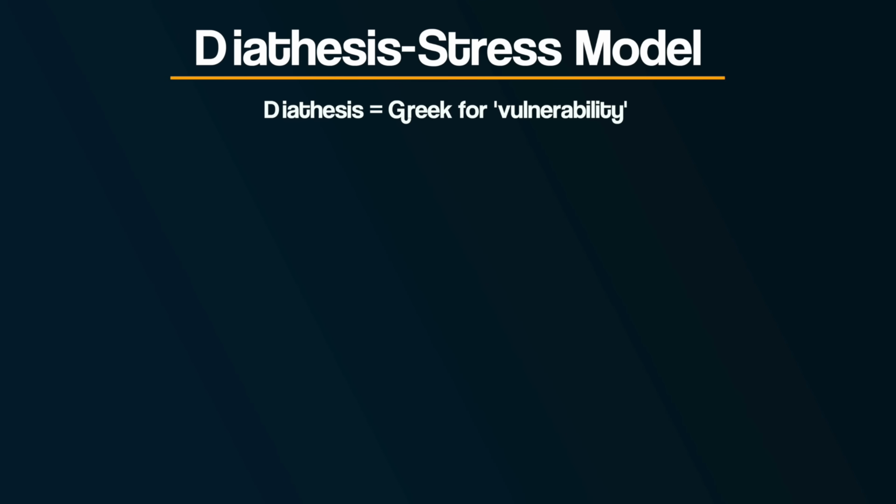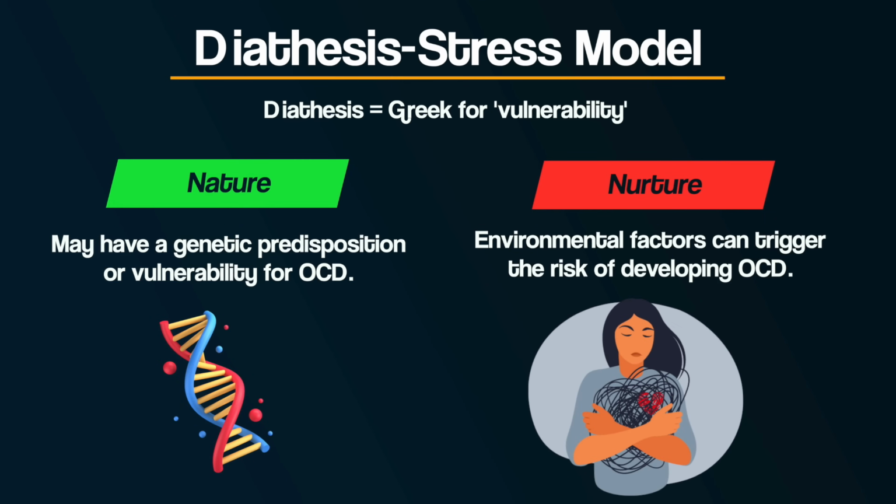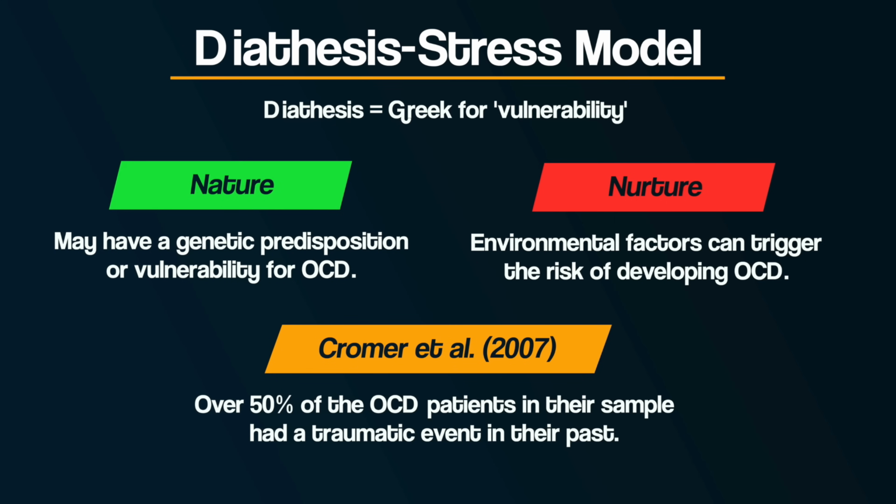However, the fact that the concordance rates in MZ twins are not 100% indicates that environmental factors are also at play. The diathesis stress model further supports this by proposing that genetic vulnerability alone is insufficient. A triggering event, such as a trauma, is necessary for the disorder to develop. Cromer et al. in 2007 found that over half of their OCD patients had experienced a traumatic event in their past.